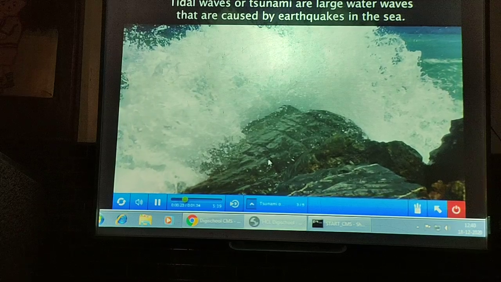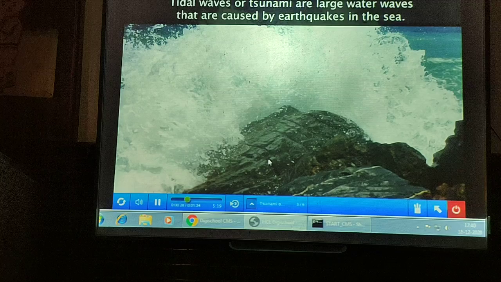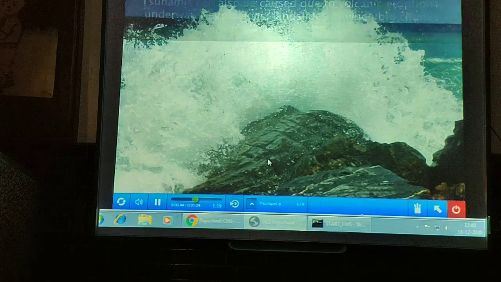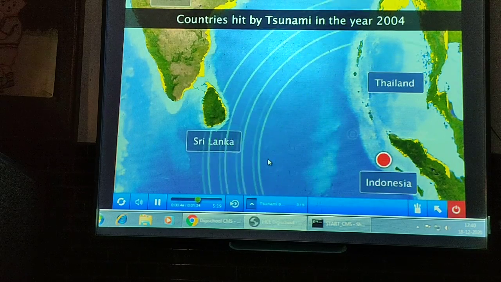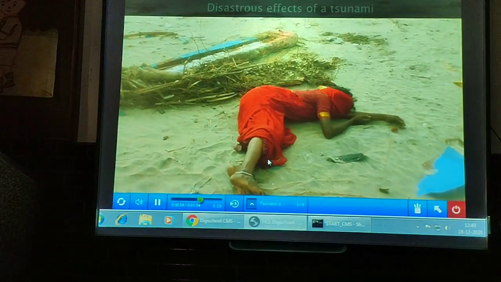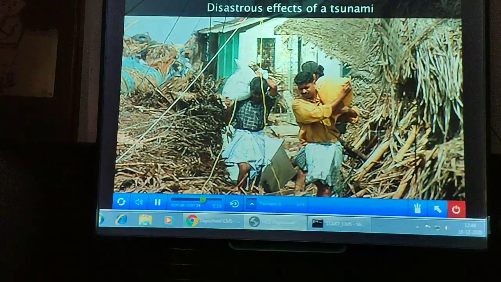Tidal waves or tsunami are large water waves that are caused by the earthquakes in the sea. Do you know that besides earthquakes, tsunamis can also be caused due to volcanic eruptions, underwater explosions, landslides, or when big chunks of glaciers break away? A series of tidal waves disrupted the South Asian countries of India, Sri Lanka, Indonesia, and Thailand. The tsunami claimed the lives of many, and numerous people turned homeless.